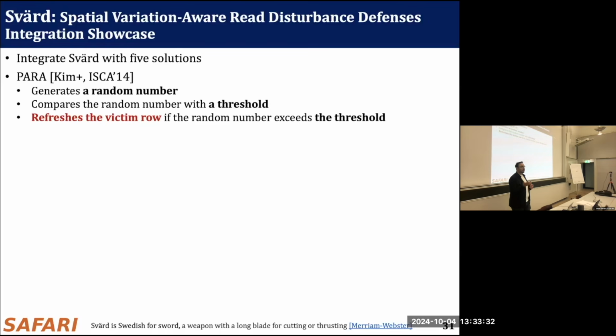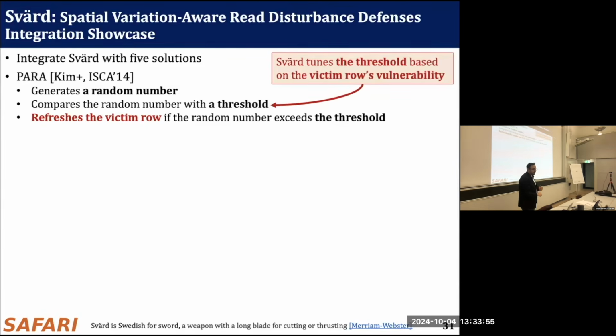If you remember from yesterday, what Para does is that when a row activation comes, it generates a random number, and based on that random number, it refreshes the neighboring victim rows or not. To make that decision, you generate a random number and compare it against the threshold value. And what Svärd does is tune this threshold value.